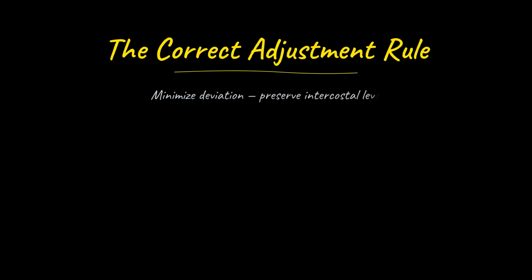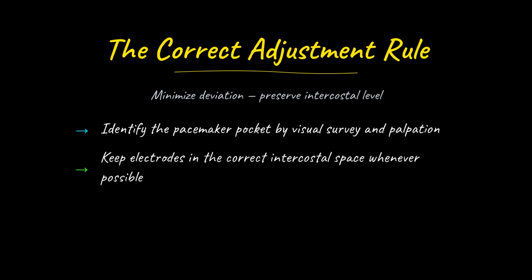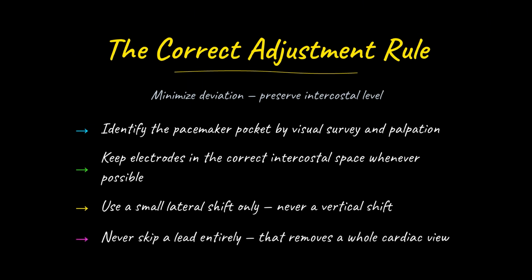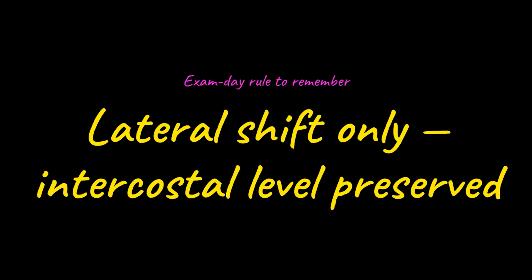The discipline is a minimal lateral shift to clear the generator while staying in the same intercostal space. Moving vertically changes every comparison with prior tracings, and skipping the lead entirely eliminates that region's cardiac view. The goal is the smallest deviation that clears the device. On certification exams, the signal words are pacemaker pocket, upper left chest, and standard placement modified. The correct answer is always a small lateral shift to clear the generator, not a vertical move, not a skipped lead.